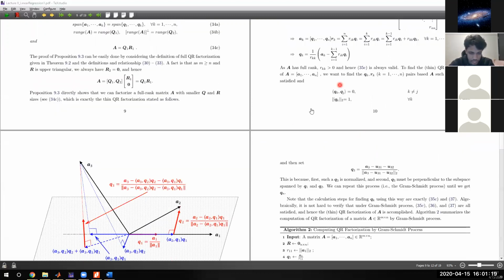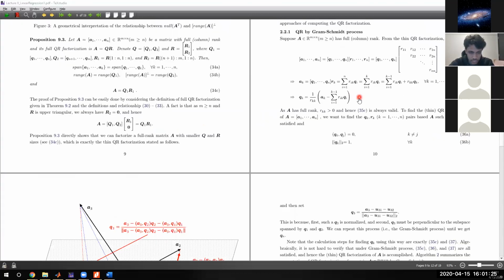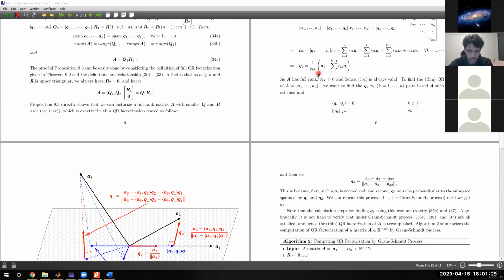You have many different ways to do it, but the Gram-Schmidt method chooses this way. First of all, let's look at how to choose RKK. Choosing RKK is very, very simple, because I want to make all the QK norms equal to 1. And I already have a vector here. How can you get this RKK? Easy. Make RKK the norm of this one. If you make RKK the norm of this one, then of course the norm of QK equals 1.